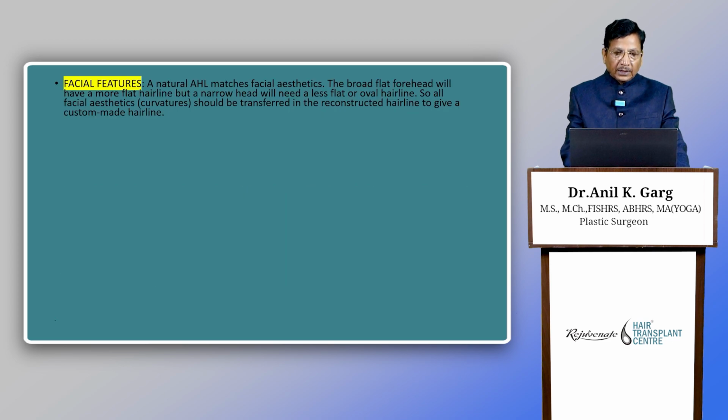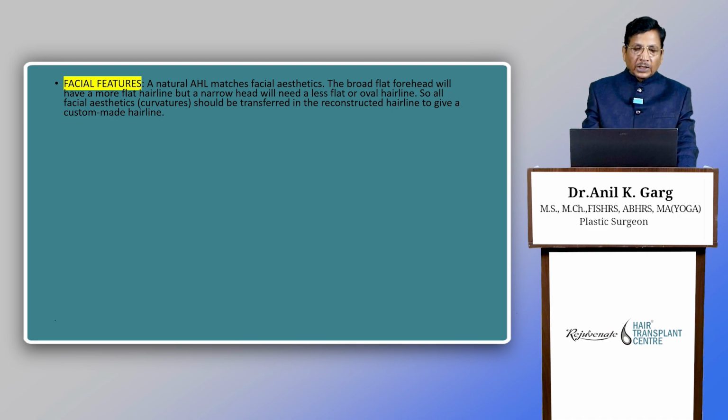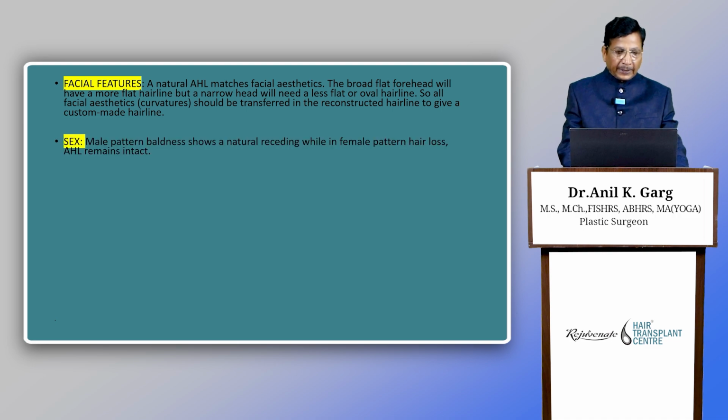Facial features. A natural anti-hairline matches facial aesthetics. The broad, flat forehead will have a more flat hairline, but a narrow head will need a less flat or oval hairline. So, all facial aesthetics, meaning the curvatures, should be transformed in reconstructed hairline to give a custom-made hairline.